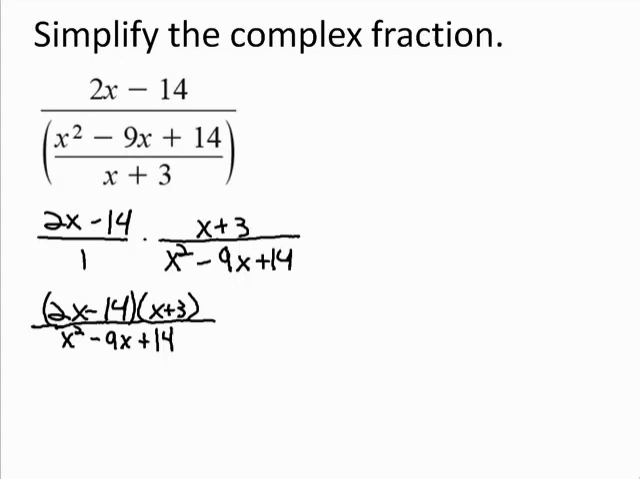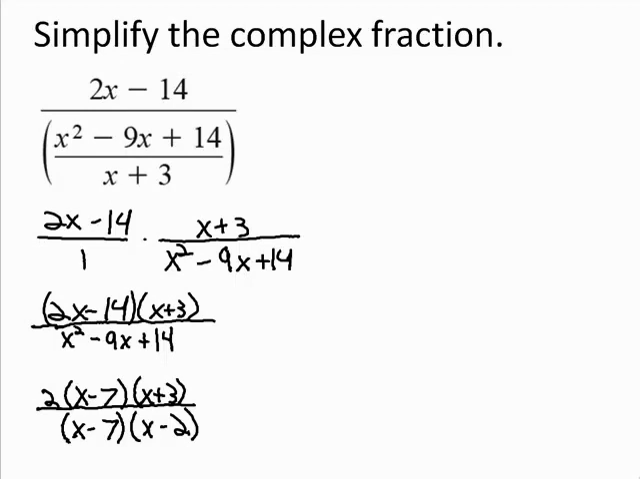Factor a 2 out of 2x minus 14 and factor x squared minus 9x plus 14 into x minus 7 and x minus 2. Because there is an x minus 7 in both the numerator and denominator, they cancel out. You are left with 2 times the quantity x plus 3 divided by x minus 2.